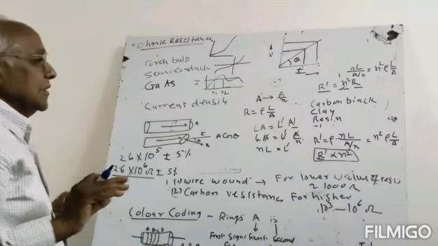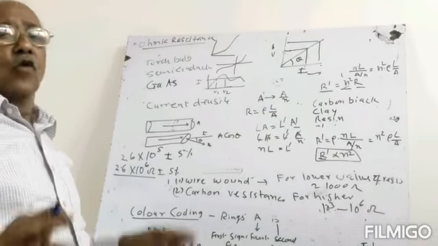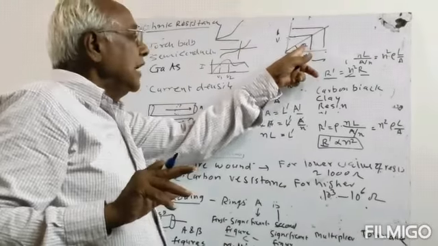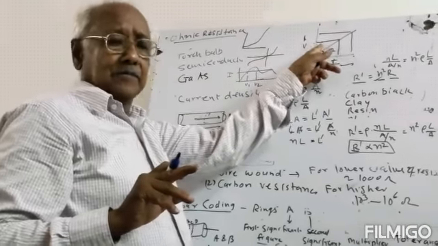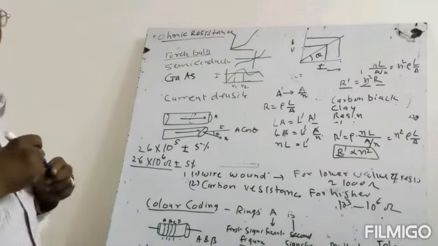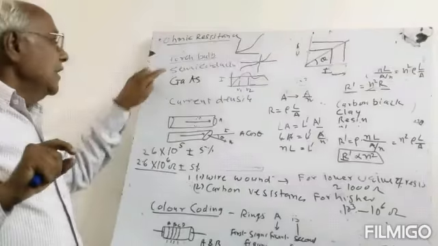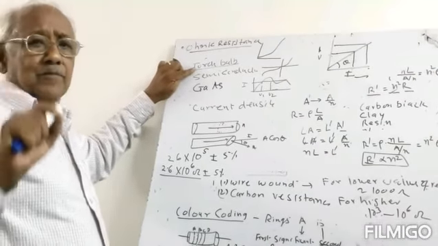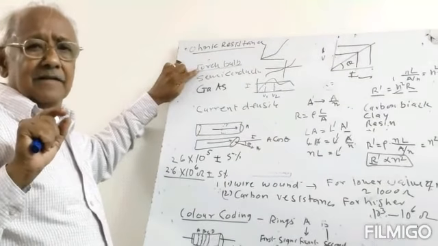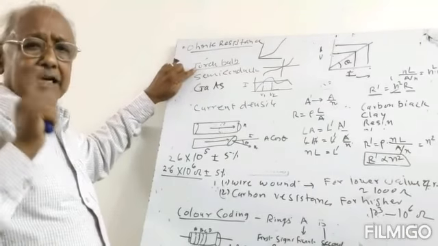Now non-ohmic resistance. Non-ohmic resistances are those resistances for which Ohm's law does not hold good. It means V is not proportional to I all the time. Now we take the example of a torch bulb. When we pass the current, initially the temperature of the filament of the torch bulb is less, so resistance is less. As the current increases, its temperature will increase, and its temperature increasing means its resistance will increase.